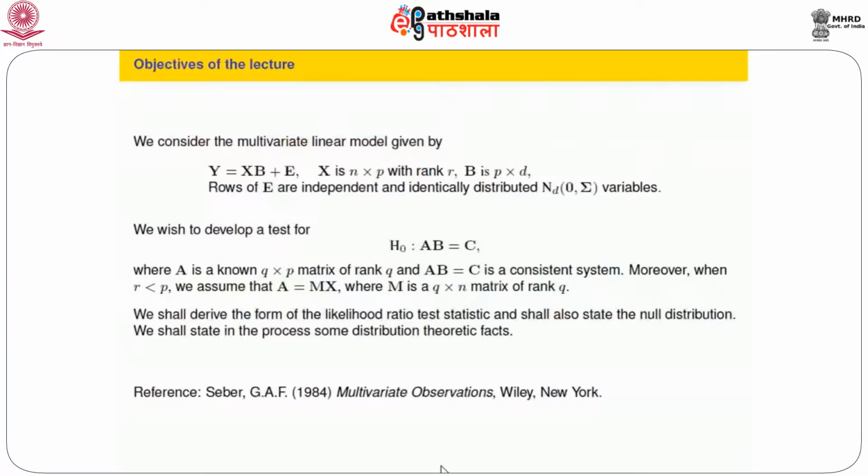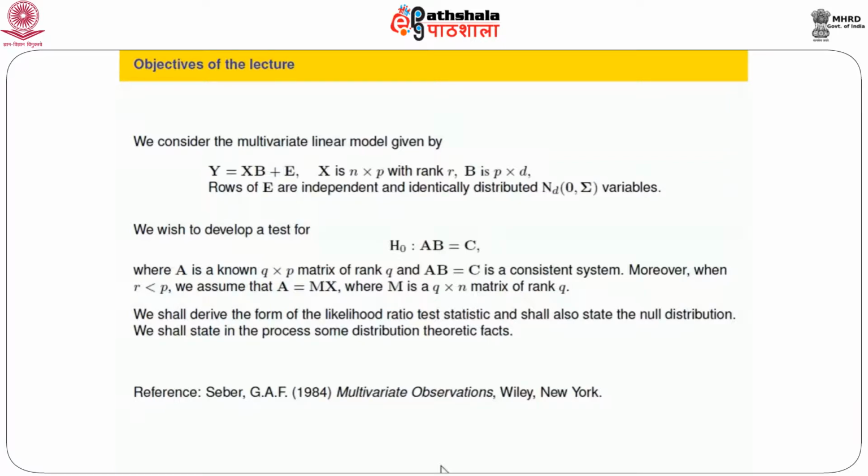Then we went on to discussing least square estimation of B subject to AB is equal to 0, then AB is equal to C, where the system AB is equal to C is a consistent system. Now we are going to develop a test for the hypothesis AB is equal to C. What we shall do, we shall derive the likelihood ratio test, the functional form. We shall state the null distribution with a little bit of technical background, and in the process we shall state some more distribution theoretic facts. So this is the 6th lecture on multivariate linear models.